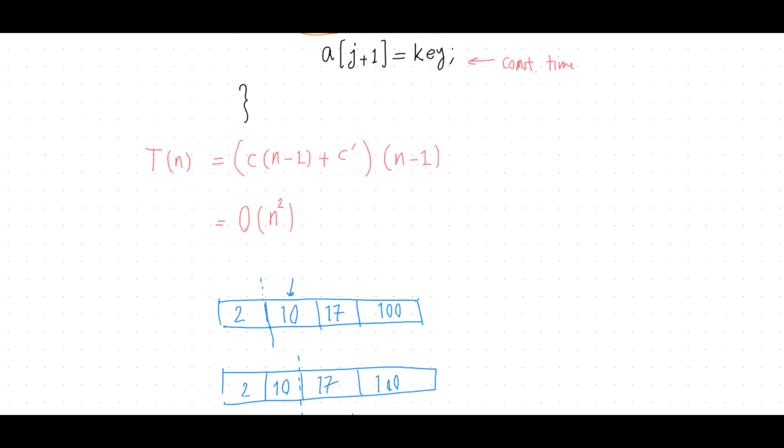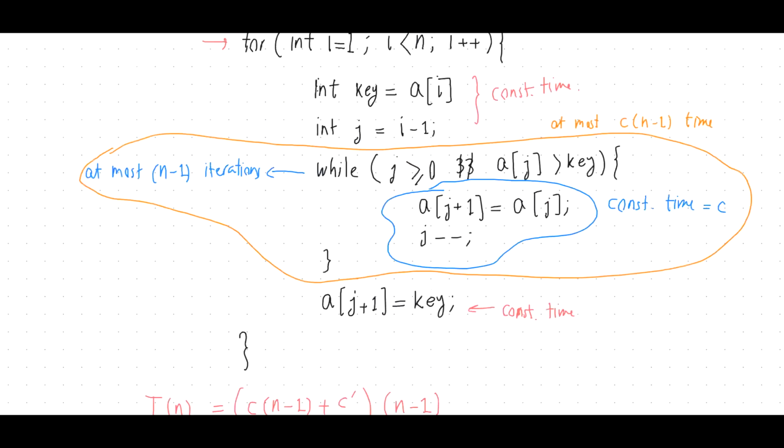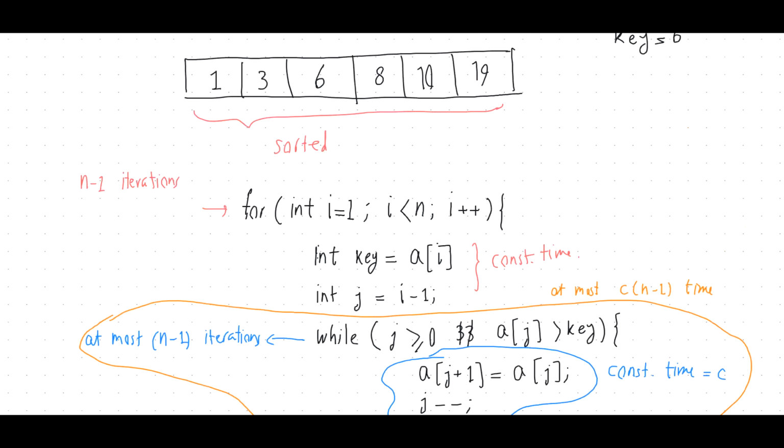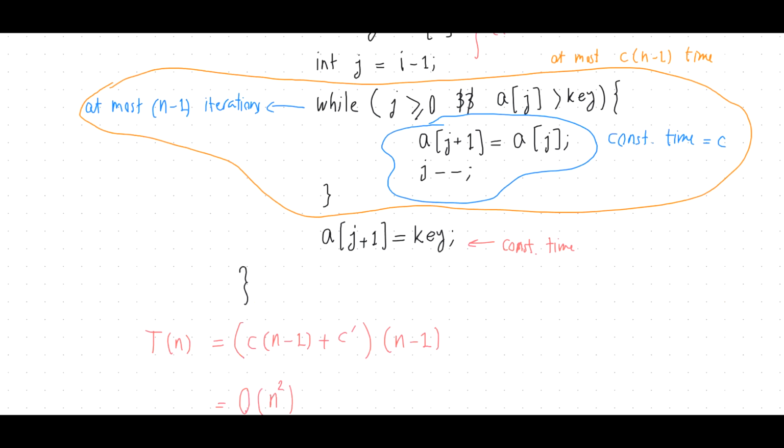So in the case that the input array is sorted, for this while loop, the condition is always false, which means that we never go inside, which means that instead of c times n minus 1, the entire while loop takes constant time. You just check, this condition is always false, and you immediately get out of it. So then, if you think about it, inside the for loop, we have this line constant time, second line constant time, the entire while loop also constant, and then the final assignment also constant.